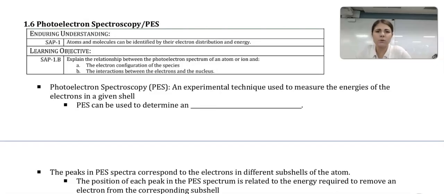So photoelectron spectroscopy, also known as PES, is an experimental technique used to measure the energies of the electrons in a given shell, and that shell is talking about which energy level it's in. So a PES can be used to determine an electron configuration. It's actually relatively easy to do. You just have to make sure that you are reading it correctly.